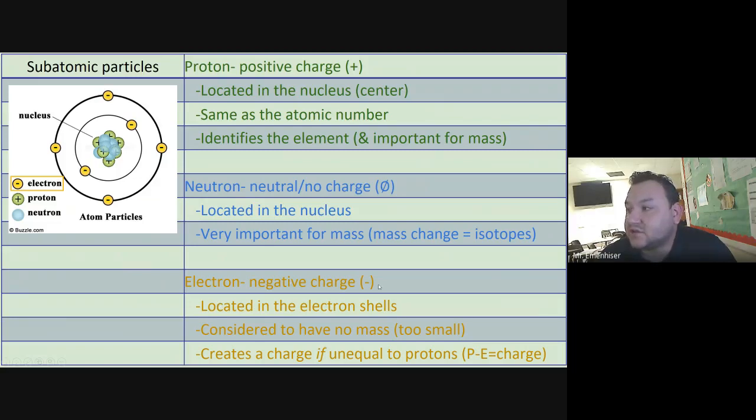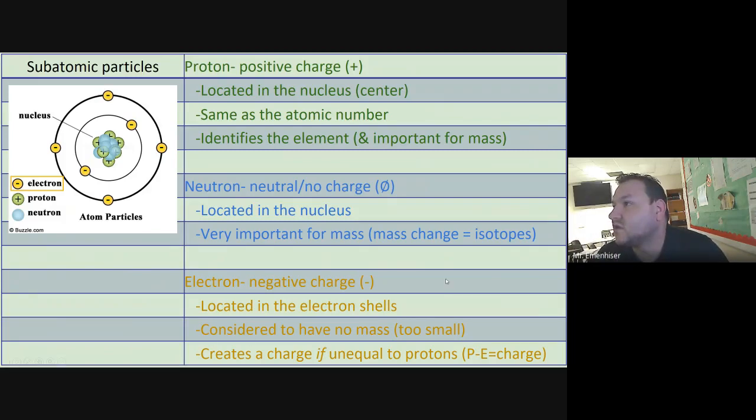Electrons are negatively charged. They are located in these shells around the atom. They are not in the nucleus. They have no mass, but electrons contribute to the charge. So protons and electrons are doing a tug of war. Protons are positive, electrons are negative. And so if protons win, then the atom will become a positive ion. If electrons win, if you have more of them, then it'll be a negative ion.